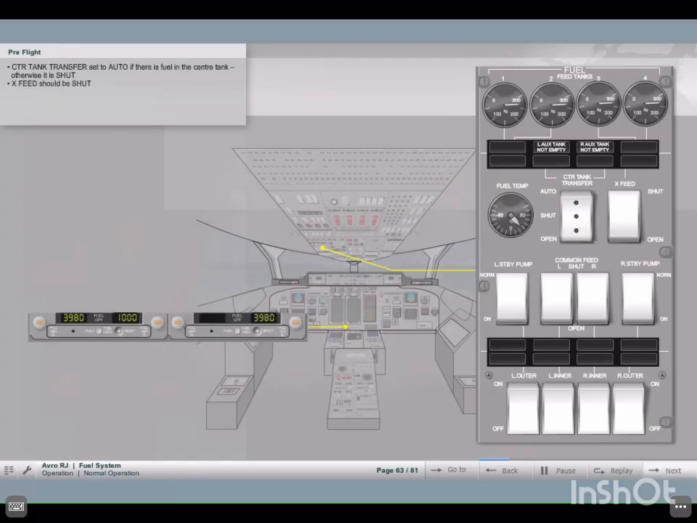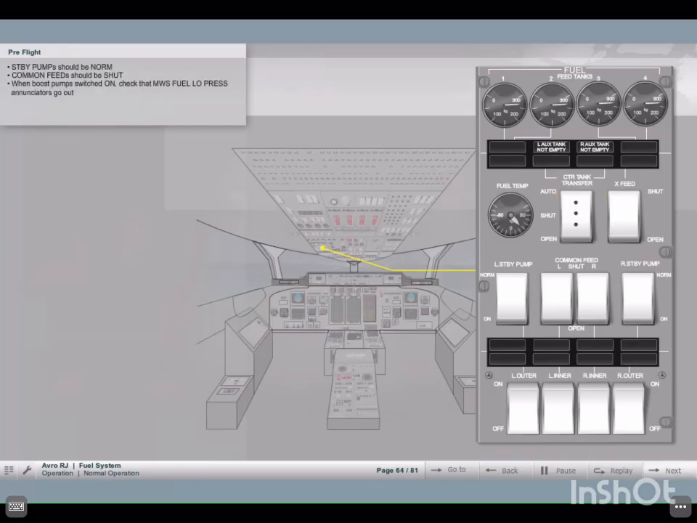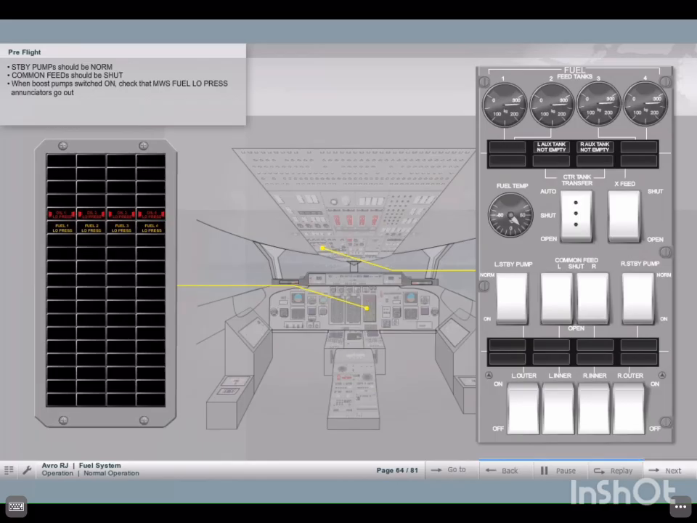The center tank transfer switch is selected to auto if there is fuel in the center tank. Otherwise, it is shut. The crossfeed should be shut. The standby pump should be at normal, and the common feed should be shut. When the boost pumps are selected on, a check is made to ensure that the master warning system fuel low pressure annunciators go out.